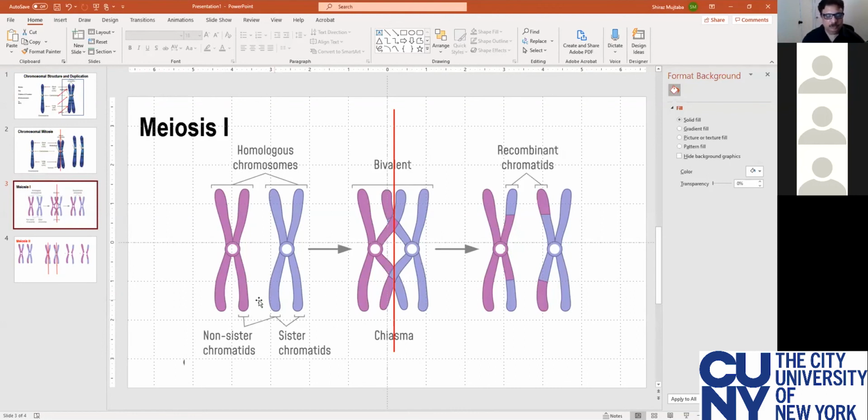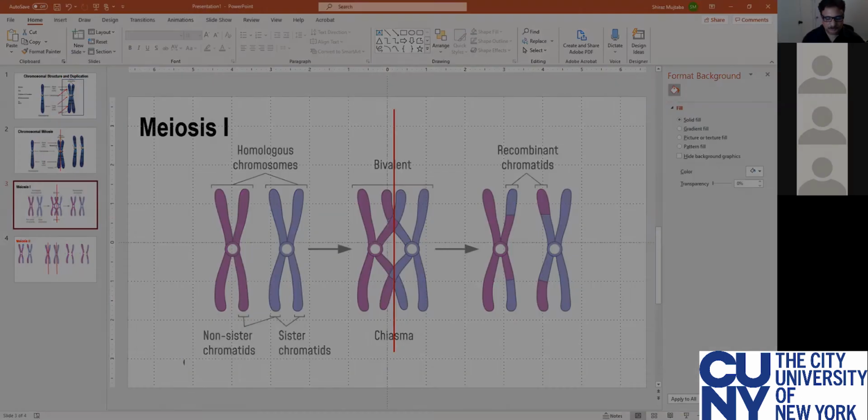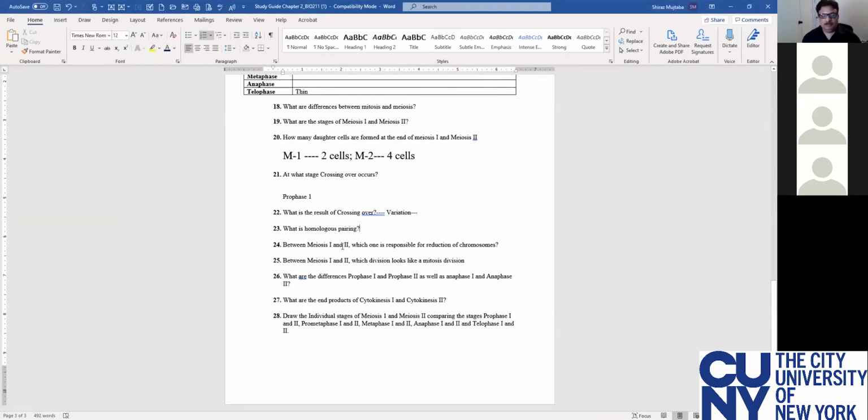Where does this pair of chromosomes come from? One comes from dad and one comes from mom. And this homologous pairing facilitates the process of crossing over. Between meiosis one and meiosis two, which one is responsible for reduction of division? I already mentioned to you that it is meiosis one, which is reductional division. Between meiosis one and two, which looks like mitosis? It is meiosis two, which looks like mitosis because the chromosomal number is maintained.